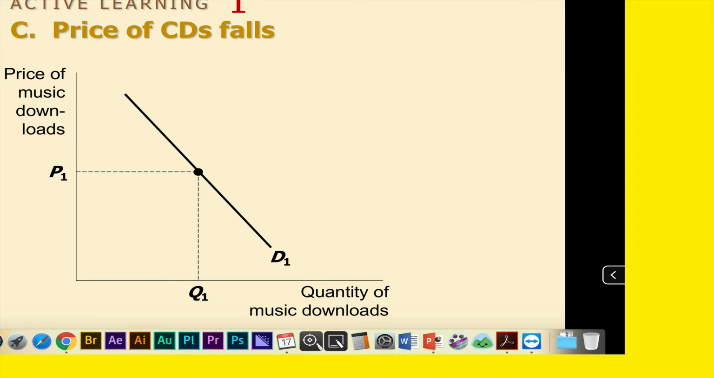If the price of CDs falls, what happens to demand, step by step? We found the relationship between music downloads and CDs. They're substitutes. What's the demand determinant? Change in price of related goods, a substitute. So the price of the substitute has gone down. What happens to your demand for music downloads when the substitute is now cheaper? What are you going to do?